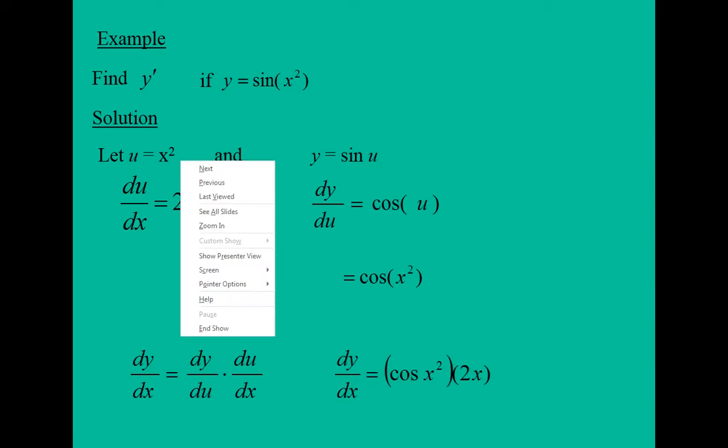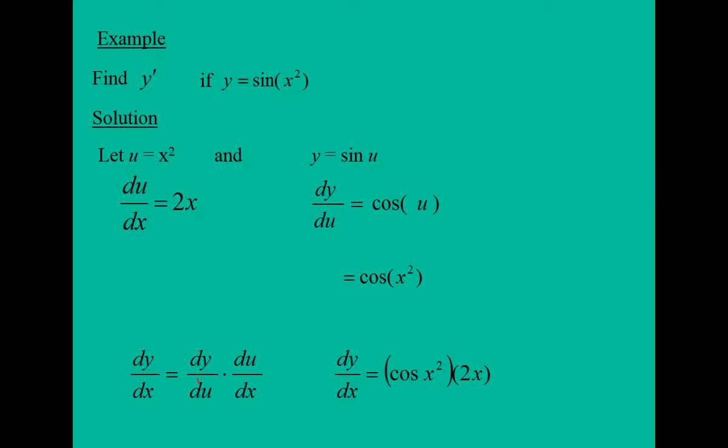So we are just simply, and I made the substitution up here, u, we said equals x squared. So I just made that replacement here. And so dy dx is dy du. Here's our dy du, which we found to be cosine of x squared, times our du dx. And here's our du dx.